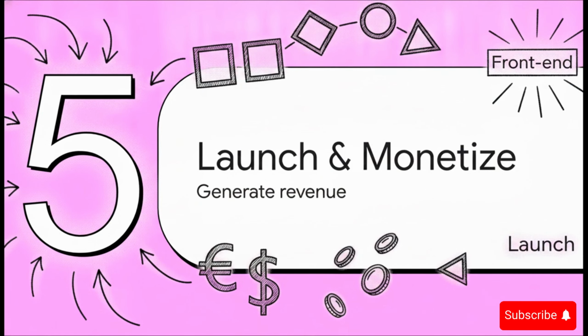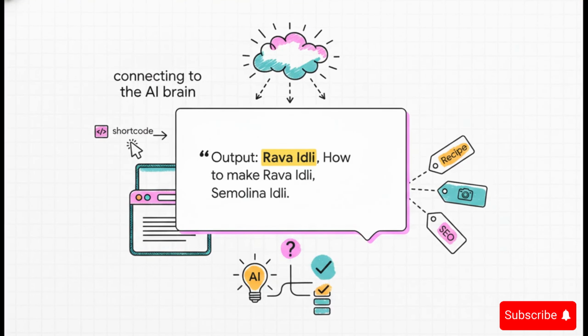Finally, Section 5, the end game, launching and monetizing, designing the front end and actually generating revenue. By just pasting a simple shortcode into a WordPress page, you instantly generate a clean, user-friendly interface. Let's say a user types in a basic input title, like how to make rava idli. The output instantly transforms that into highly relevant, copyable SEO tags, stuff like rava idli recipe, semolina idli, South Indian breakfast. The tool takes a real human struggle, connects to the AI brain, and just instantly solves it with absolute precision.